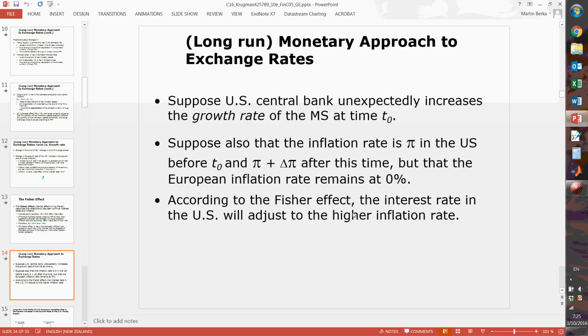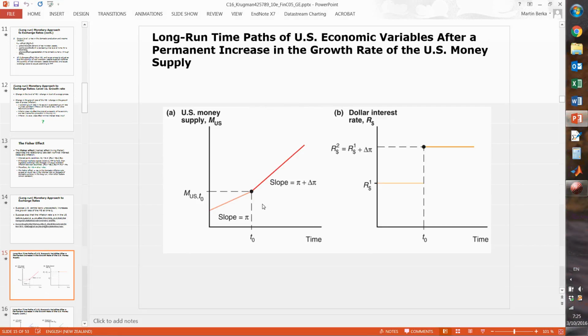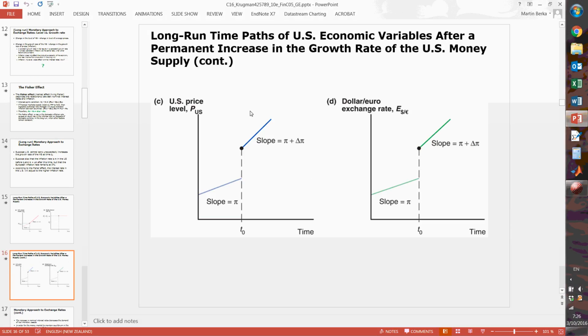If inflation rises from pi to pi plus delta pi, the Fisher effect on the previous slide is telling us exactly the same thing is happening with interest rates. So higher interest rates are offsetting this higher level of inflation. I'm going to be plotting these things. Money supply goes at a certain slope before the change in growth rate, and then it rises at a higher slope. The slope is exactly the same as inflation, so it's pi initially and then pi plus delta pi after the money supply growth rate rises. And the interest rate associated with it also has to jump 1 for 1, so it jumps by the same amount.